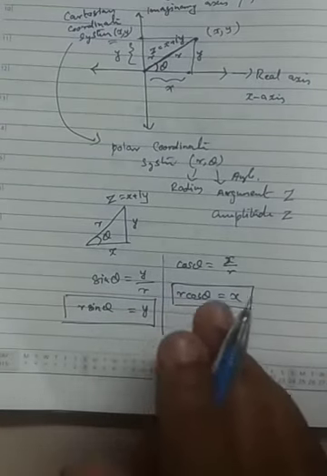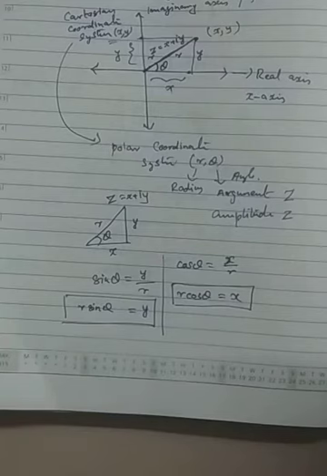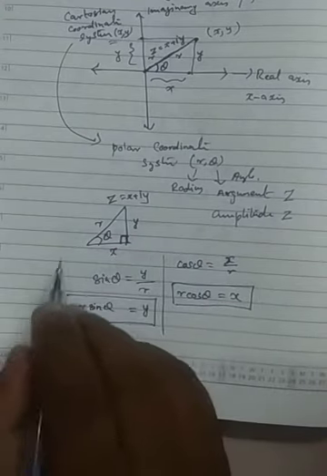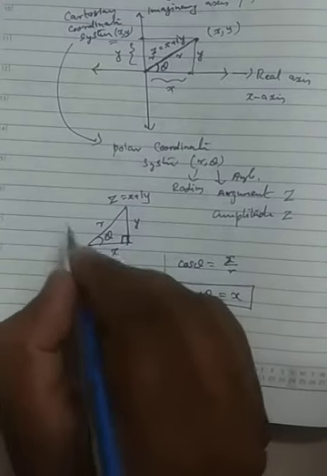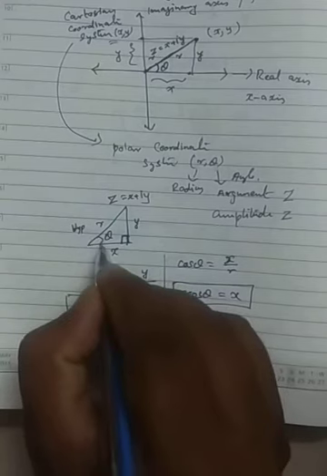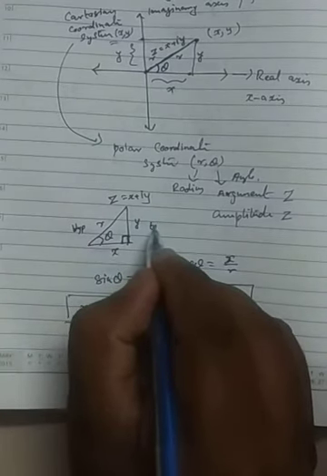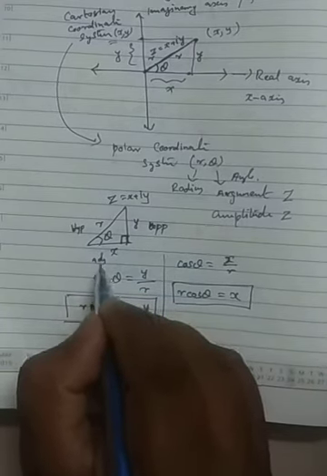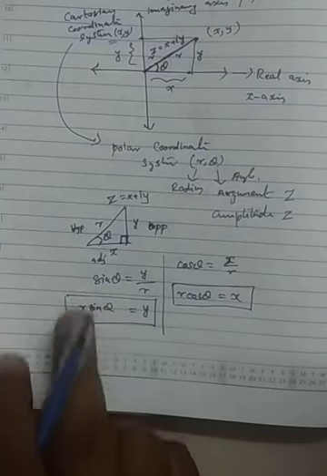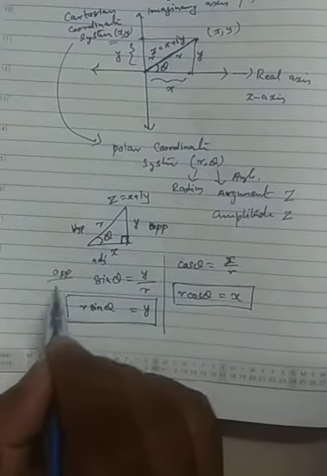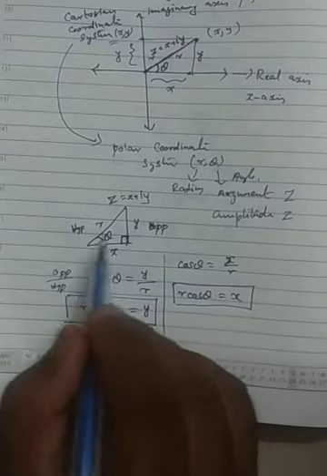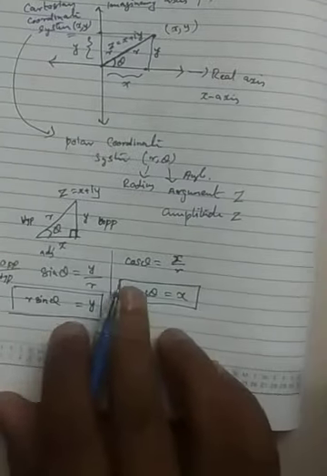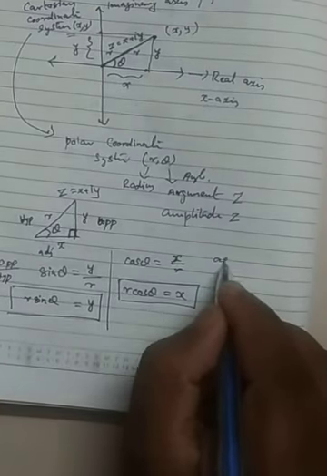I want to explain a little of 10th standard. As you know, this is 90 degrees. Opposite to 90 degrees is the hypotenuse. Opposite to theta is the opposite side, and the side very next to it we call adjacent. So by using this, sin theta is opposite by hypotenuse, so y by r, then r sin theta is the y value. Then cos theta is nothing but adjacent by hypotenuse.